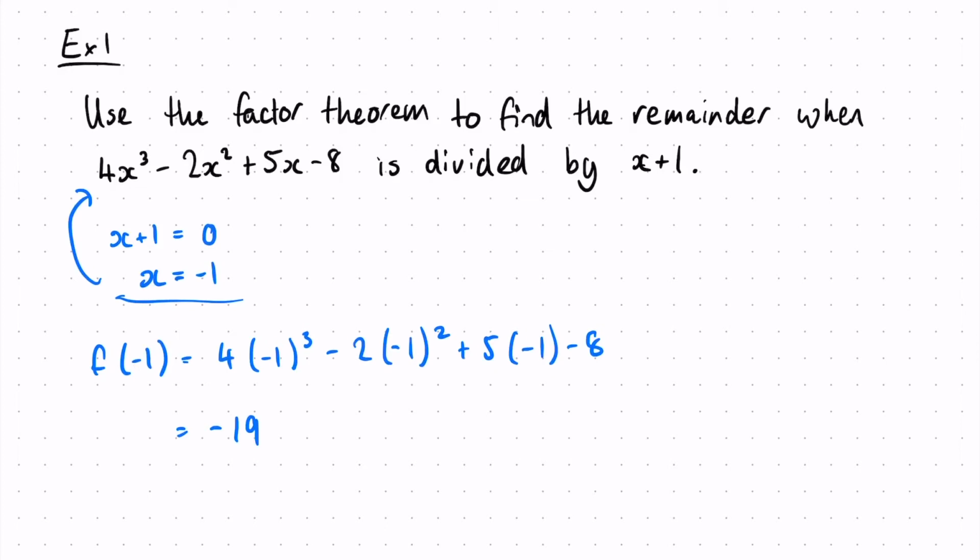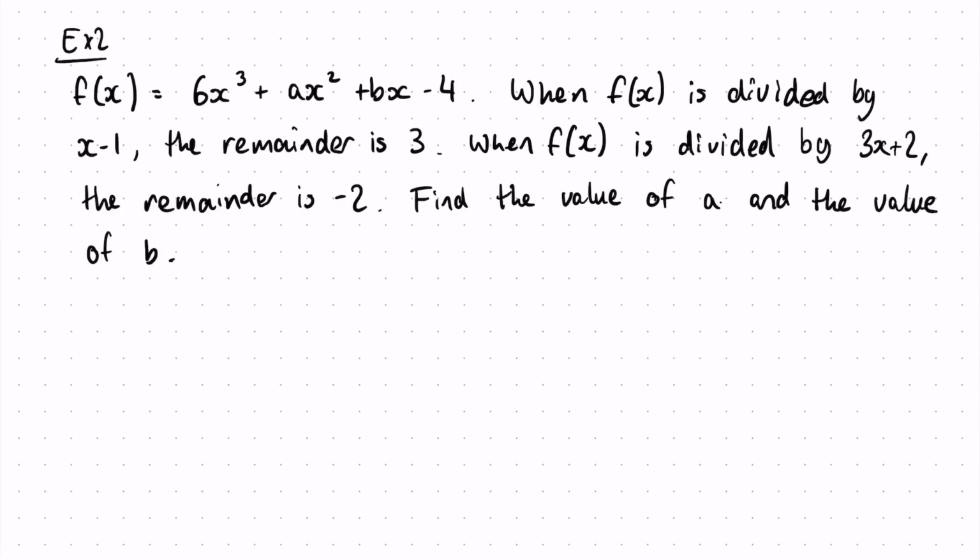Example 2 we're going to look at is sort of where this is leading towards, which is a function where you've got two unknowns, a and b, in it, and how to calculate those based upon the remainder. When that function is divided by x minus 1, the remainder is 3. When the function is divided by 3x plus 2, the remainder is minus 2. And we want to find out the value of a and the value of b. So we're going to create a simultaneous equation which we then have to solve. So let's see what we can do here.